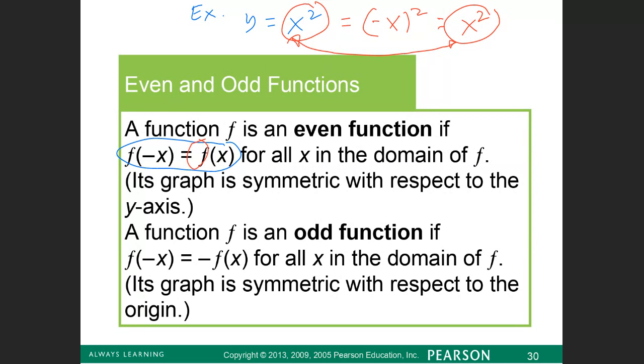So it means this one is symmetrical to the y-axis. So the parabola should be like this. And this is your y, this is your x. So it's symmetrical to the y-axis in this case. So let's try another example.